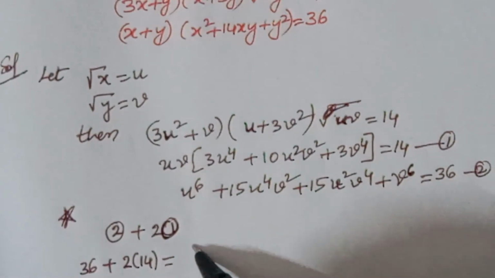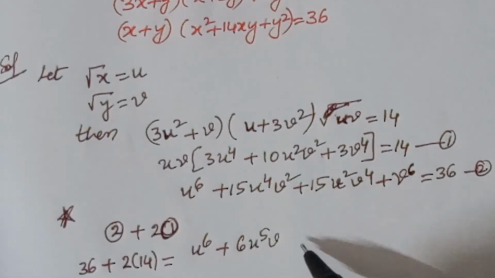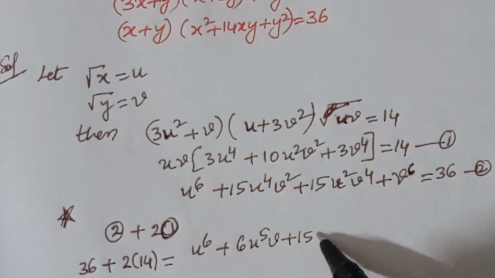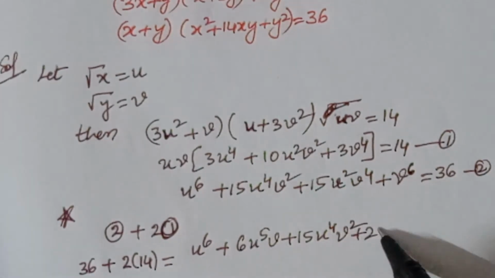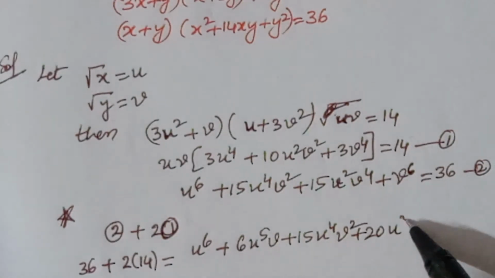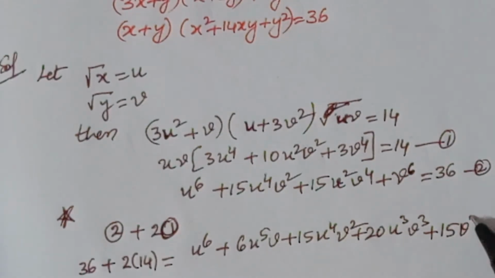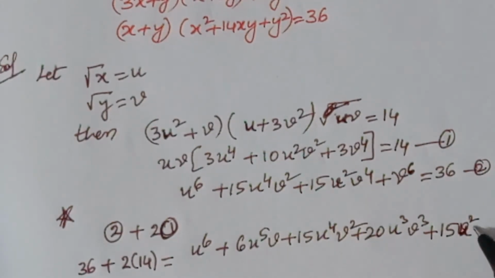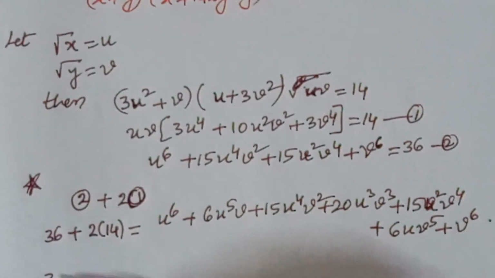So 36 plus 2 into 14 is equal to u⁶ + 6u⁵v + 15u⁴v² + 20u³v³ + 15u²v⁴ + 6uv⁵ + v⁶.